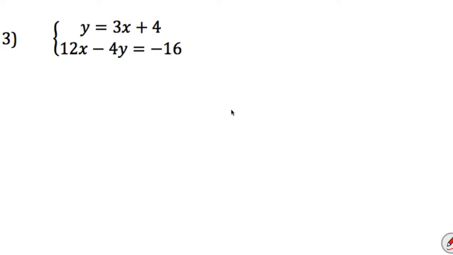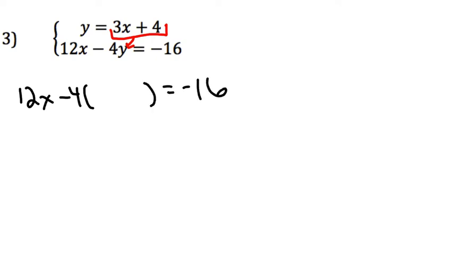Again, for number 3, I have something that is already solved for y. I'm going to plug it into the other equation for y. So let's rewrite the rest of the other equation. And I'm substituting or replacing that y with what y is equal to. And y is equal to 3x plus 4. Okay, just like if we said that y was equal to just 3, we would just plug a 3 in there. Or if y equals x, we would just plug an x in. So y equals 3x plus 4, we plug 3x plus 4 in. Okay, the concept of substitution is the same. Doesn't matter what we're plugging in.